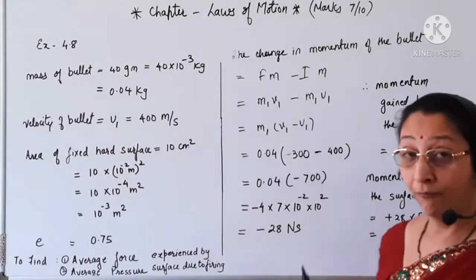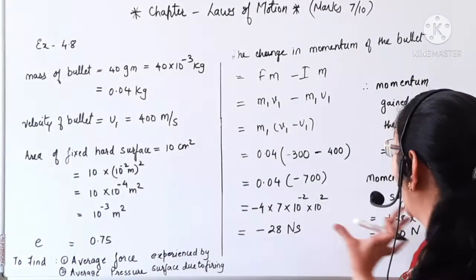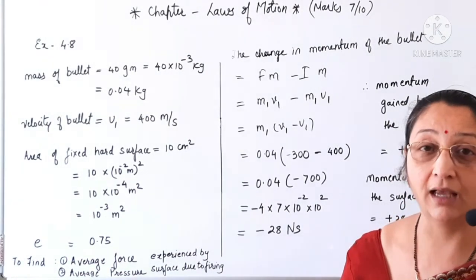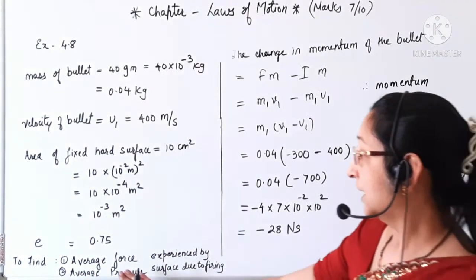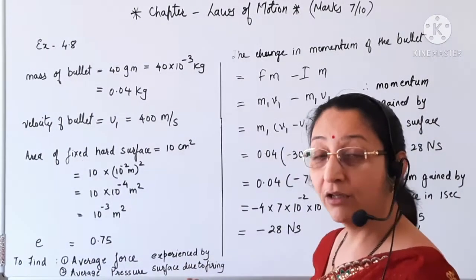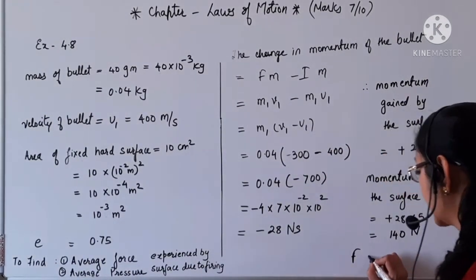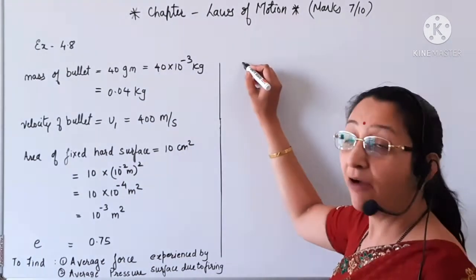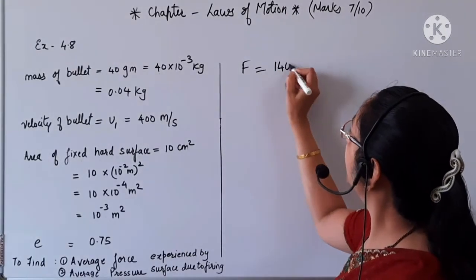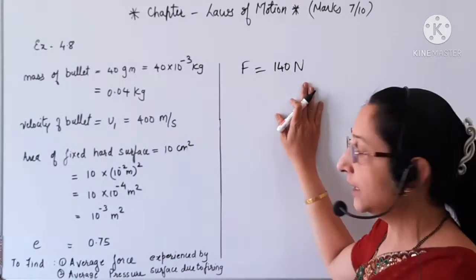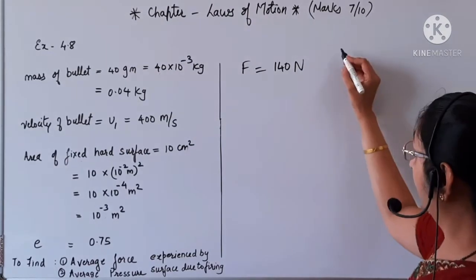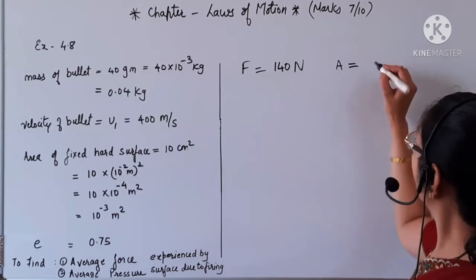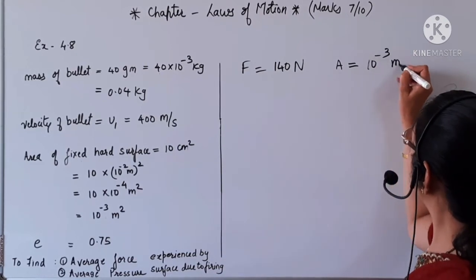And hence, with the help of this definition, we can say that the momentum gained by the surface per second is the force which is experienced by the surface during the firing. Hence, the force experienced by the surface during the firing is 140 Newton. So, the average force of 140 Newton is exerted on a fixed hard surface of area A, which is equal to 10 to the power minus 3 meters square.